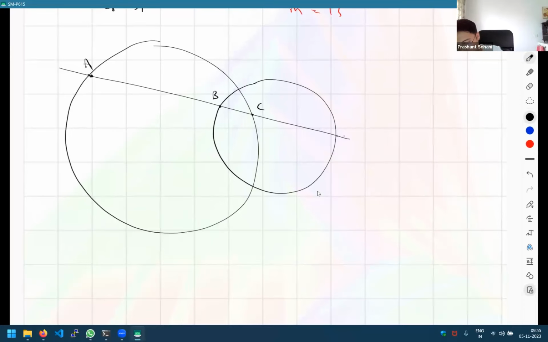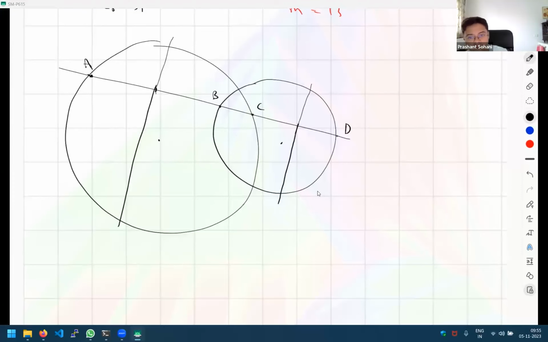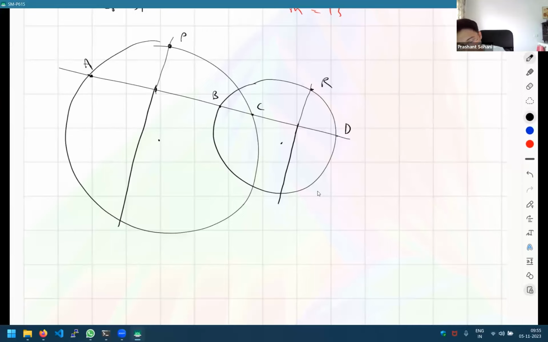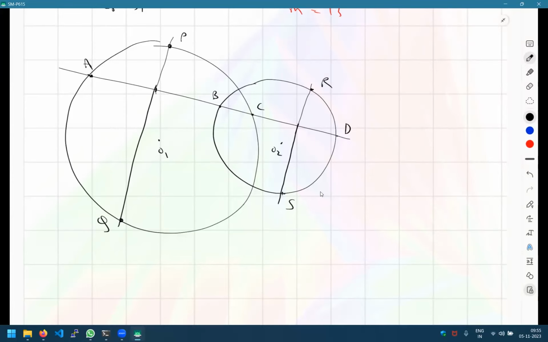Okay, A, B, C, D. What is given is that we take the bisectors of the two segments, and I think P and R are on the same side. Let O1, O2 intersect the perpendicular bisectors at some points X, Y.